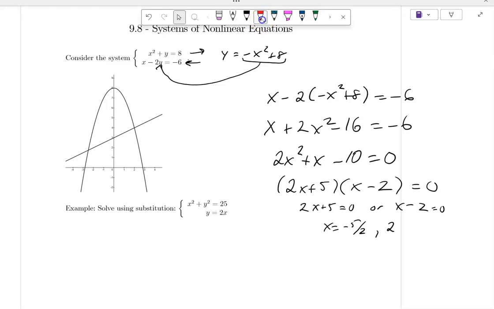And that kind of matches up with what we see here on the graph, doesn't it? If I kind of go down to my x-axis, that looks like negative 5 halves there. That looks like 2 there. But do I just want the x's? No, I want the x's and the y's, right? We're looking for the solution to the system, right? So I need the x and the y. How do you think we can find those?